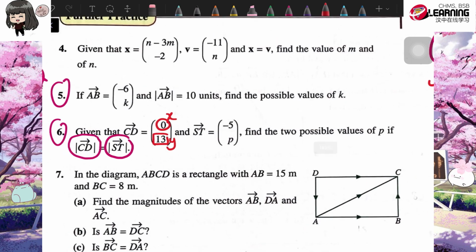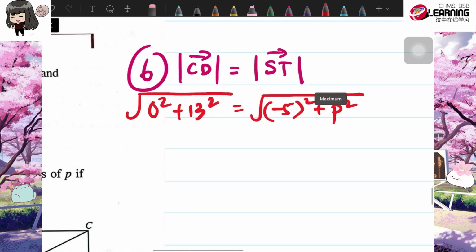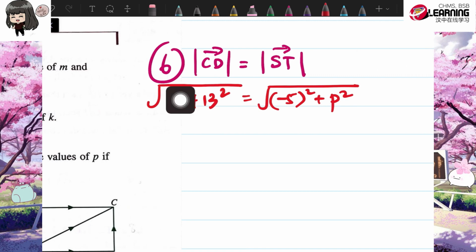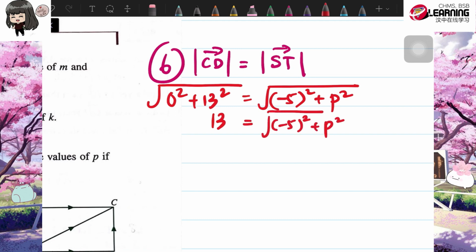Okay, but if you don't understand what I'm talking about here, you can see this. I can show you why it is 13. After you square, you will get 13 squared, which is 169. After you square root, you will still get 13. Okay, so this one I'm going to straight away write 13 equals square root of negative 5 squared plus p squared, and here I will find the p squared. Square root moves over and becomes square, and this one will become 25 positive plus p squared.